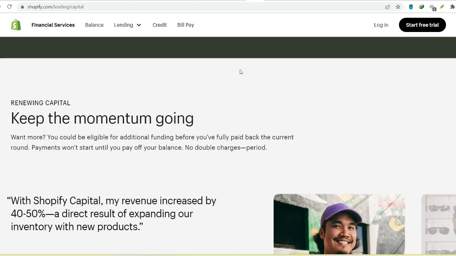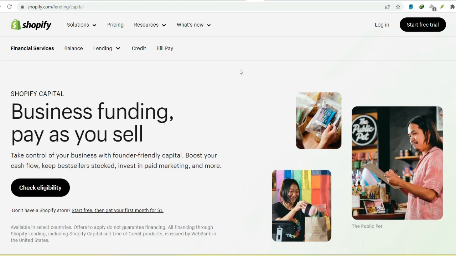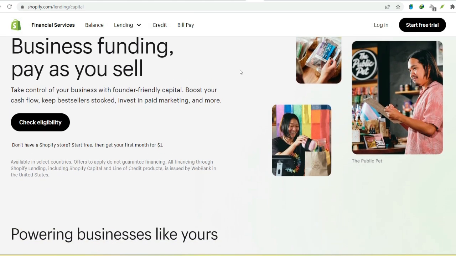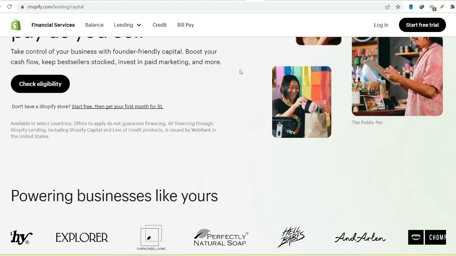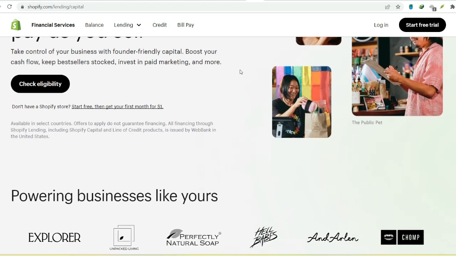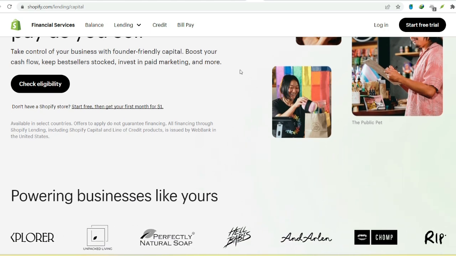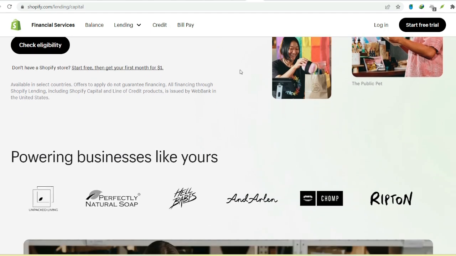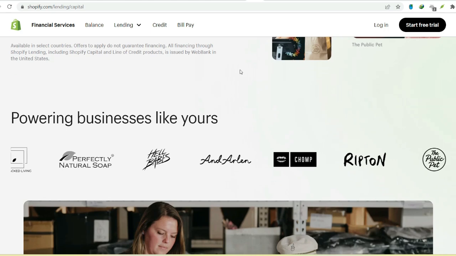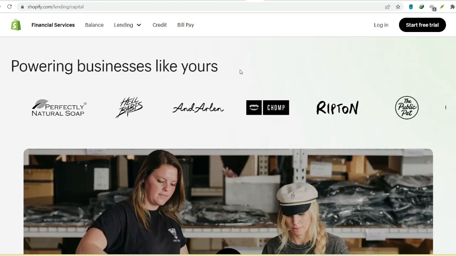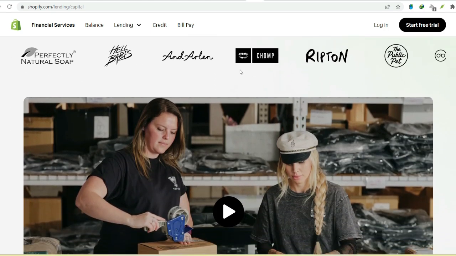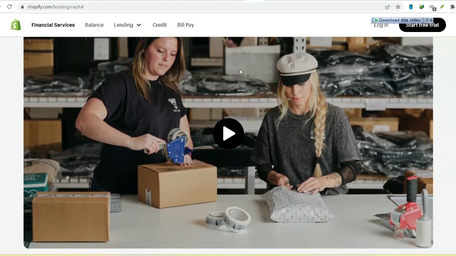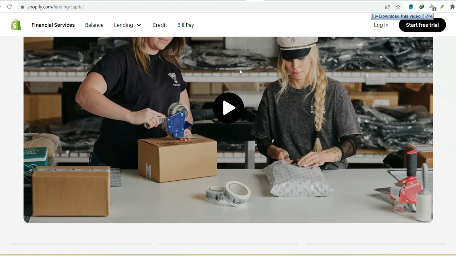Flexibility in repayment. One of the standout features of Shopify Capital is its flexibility in repayment. Since payments are based on your daily sales revenue, if you experience a slow sales day or week, your repayments will automatically adjust accordingly. This means you won't have to worry about making payments on days when you're not generating income. If you find yourself in a position where you're able to pay off your loan early, Shopify allows for early repayment without any penalties. This can be particularly beneficial if your business experiences an unexpected surge in sales.